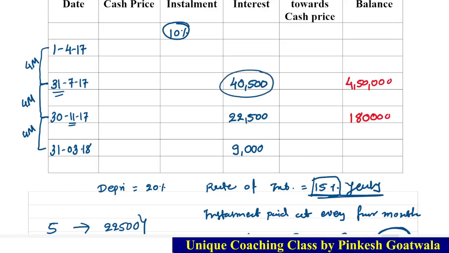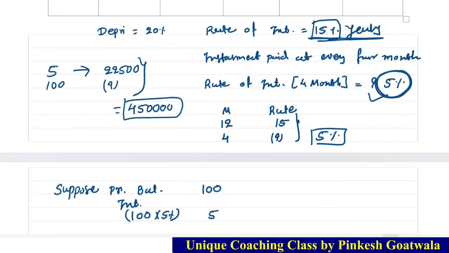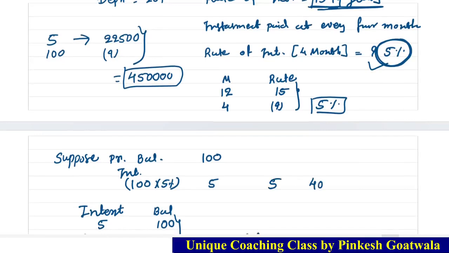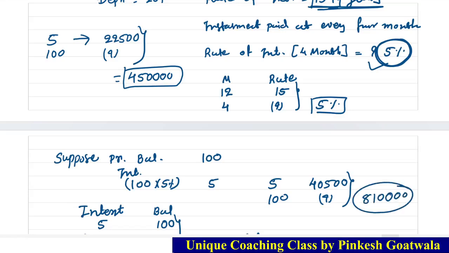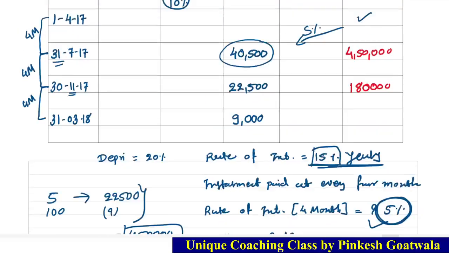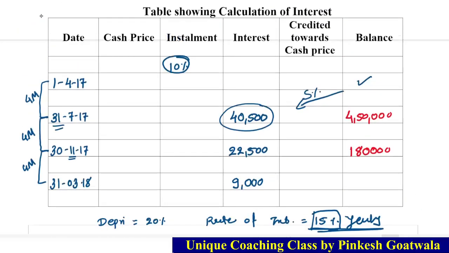Now same for the last one. Same step for this also. In 5%, how much? Whatever balance is here, its 5% is 40,500. In 5% there is 40,500. What will be in case of 100? So you will get 8,10,000. Clear? So here you get the balance.